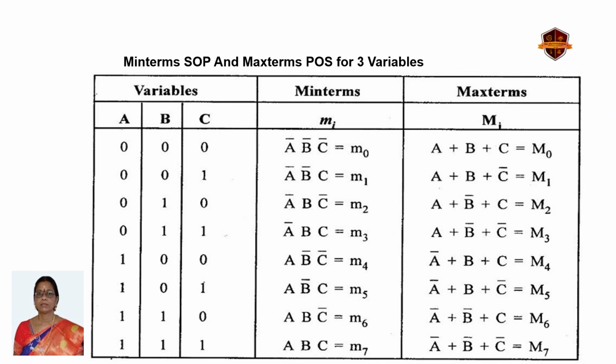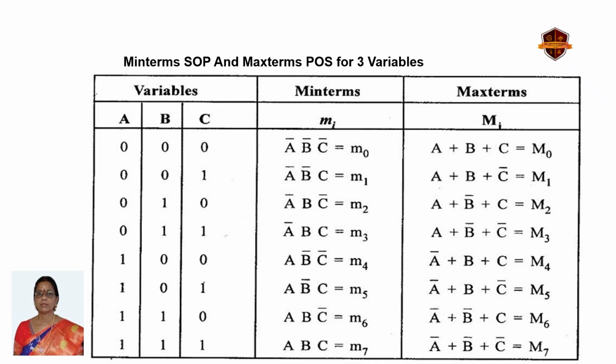Now we will discuss the minterms and maxterms for 3 variables. Before going to the terms inside the table, we should know what a minterm is and what a maxterm is. Minterms are nothing but product terms and maxterms are nothing but sum terms. So minterms give the sum of products, which is otherwise SOP, and maxterms, which are sum terms, give the product of sums, otherwise called POS.